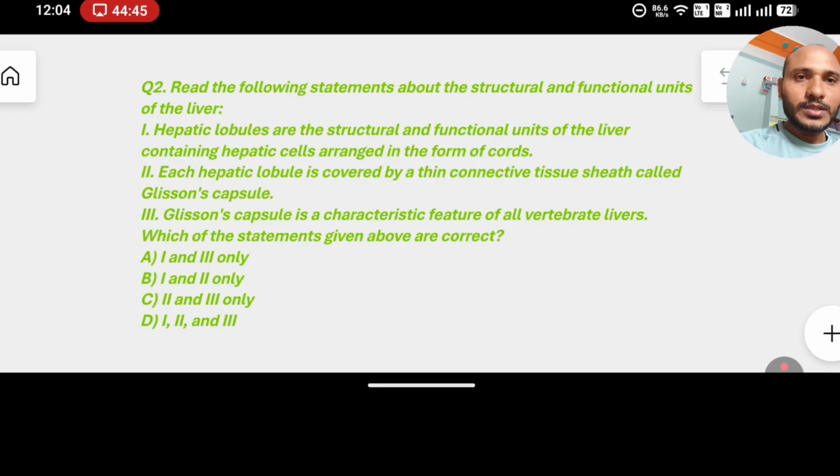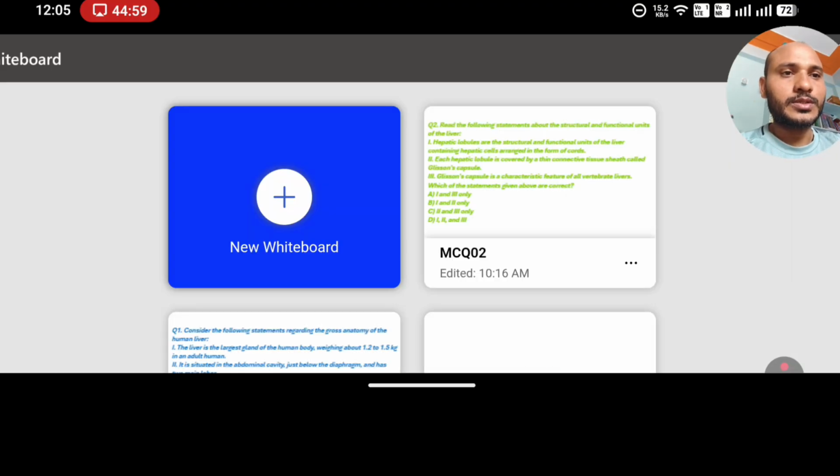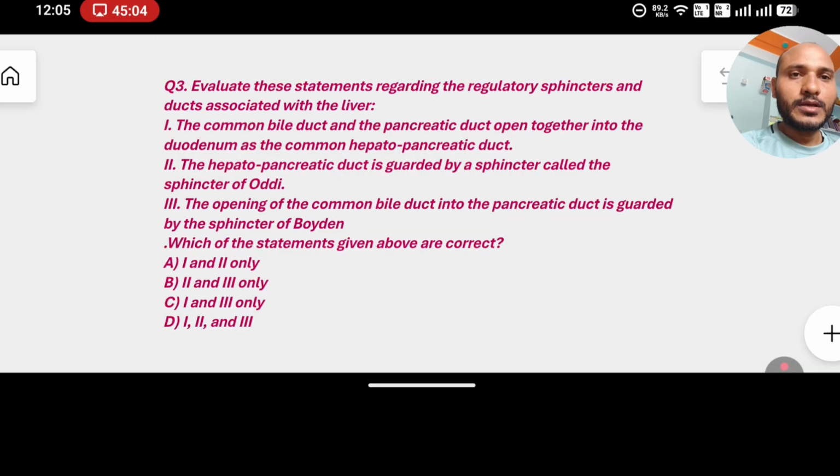Second MCQ. Read the following statements about the structural and functional unit of the liver. Three statements are given. Which of the statements given above are correct? Choose it. And the last MCQ, one more MCQ I am providing. Evaluate these statements regarding the regulatory sphincters and ducts associated with the liver. Just now we have discussed different types of sphincters and different types of ducts. Read the three statements and decide which of the statements given above are correct.